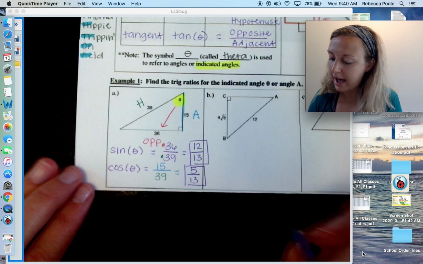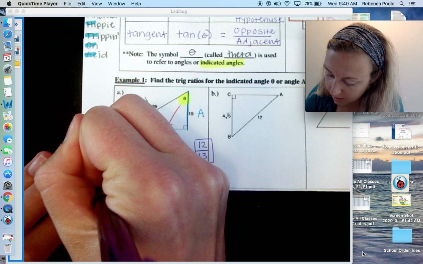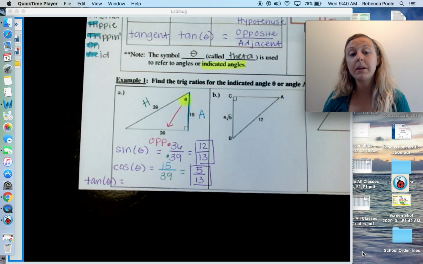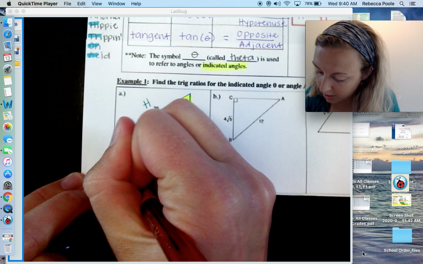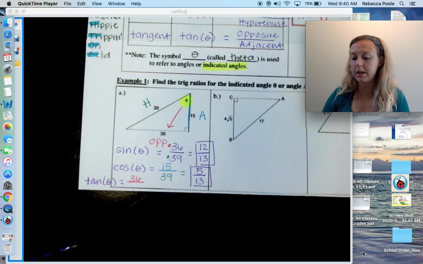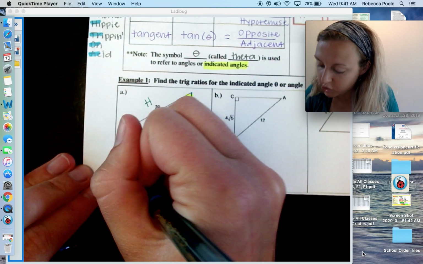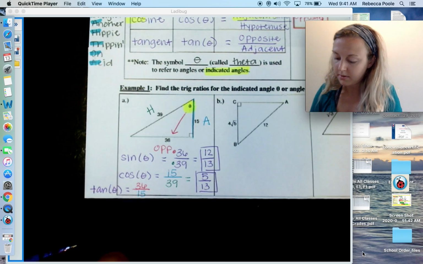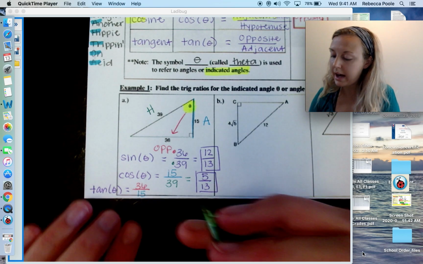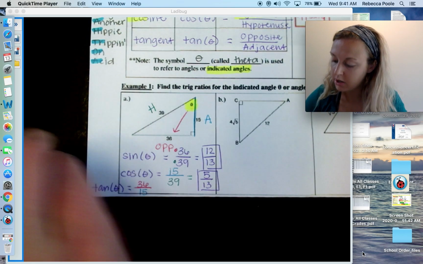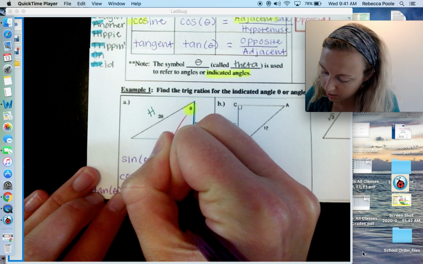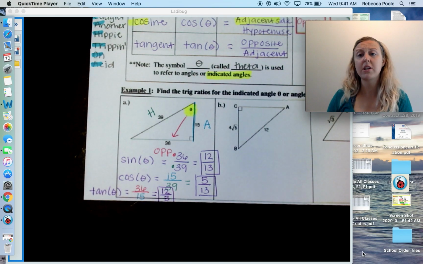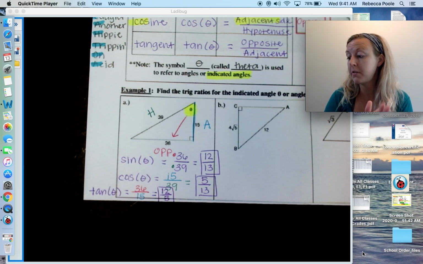All right, and then the last one, tangent. I'm running out of room. Tripping on acid. So on acid, we need the opposite side, which is 36. That's what we labeled it earlier. Over the adjacent side, which is 15. Okay, and if I go to reduce that, 3 goes into both of those as well. So that would be 12 over 5. And you can just leave it 12 over 5. You don't need to change it to a mixed number. All right? So hopefully you feel okay with that.